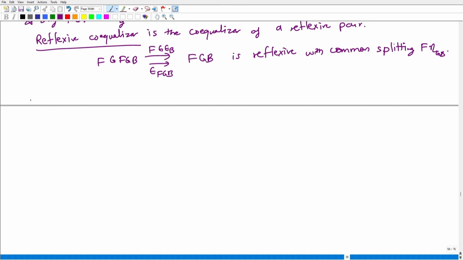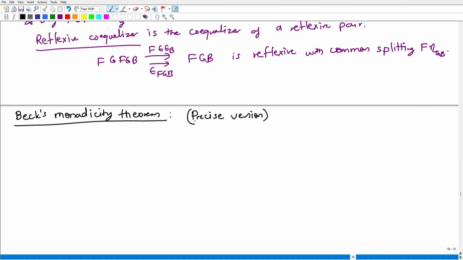Okay, so let me write down. This is called Beck's monadicity theorem. Beck is the name of the person who proved it. So Beck's monadicity theorem says that there are two versions actually. The first one is the precise version, and the second one is the crude version, just like the adjoint functor theorem, general and special. So the precise version is an if and only if condition, the crude version is just a sufficient condition, and in different situations you use different versions.